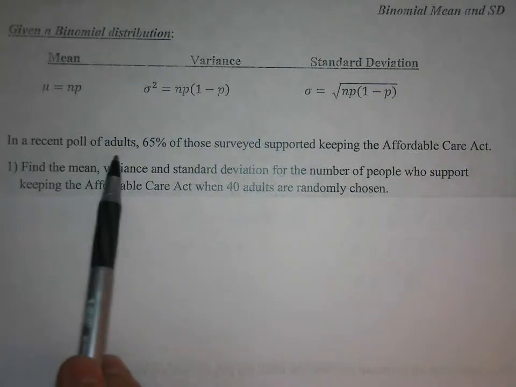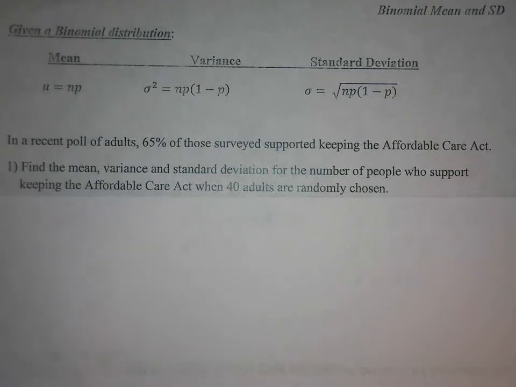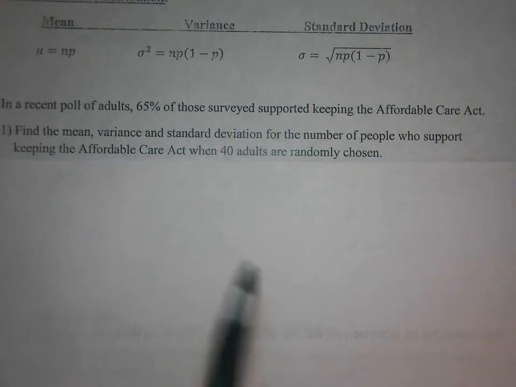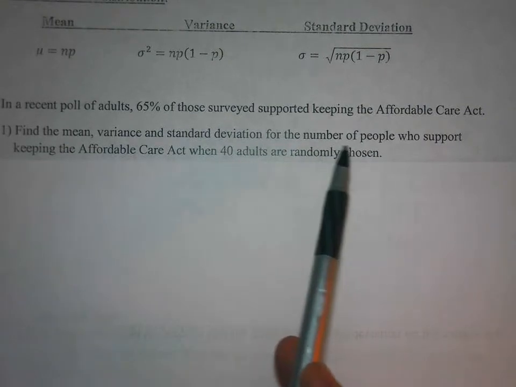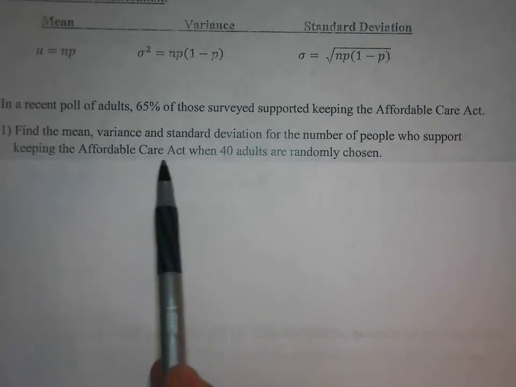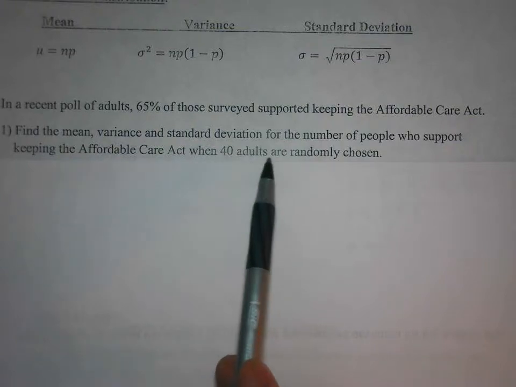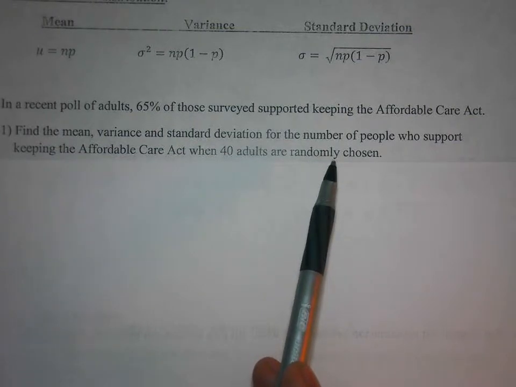So in a recent poll of adults, 65% of those surveyed supported keeping the Affordable Care Act. So find the mean, variance, and standard deviation for the number of people who support keeping the Affordable Care Act when 40 adults are randomly chosen.